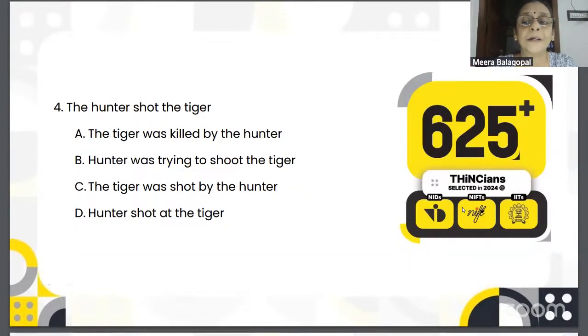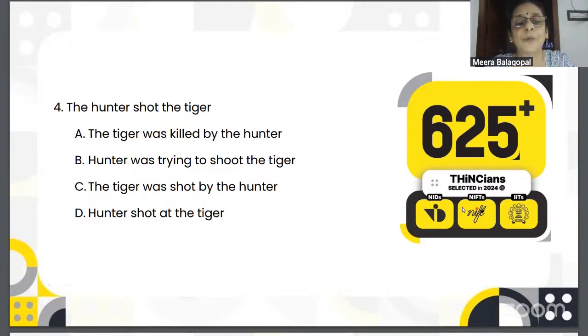The hunter shot the tiger. So how will you change it? First of all, you have to find out what tense it is and then change it into passive voice. The hunter shot the tiger. Here, the hunter is the subject, doer, and tiger is the object. So, bring the object to the forefront. The tiger was shot by the hunter.